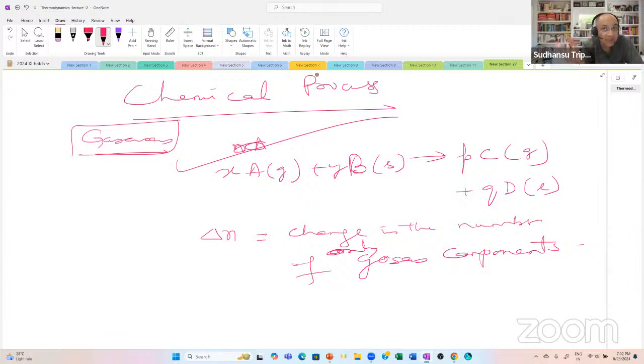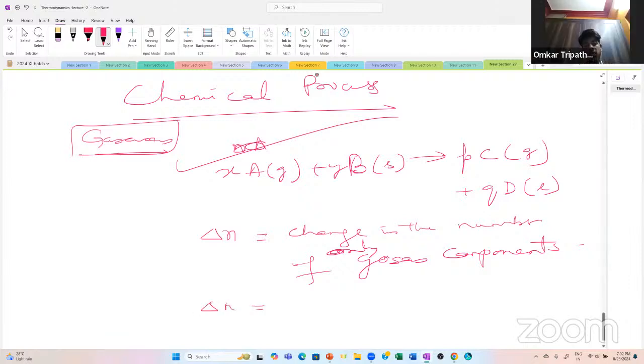But whenever there is a gas, either on the reactant side or product side or in both sides, then there is a significant change in volume that will happen if it is carried out under constant pressure condition. If you close the container, seal the container, then del n, the change in number of moles, has no meaning at all. So now tell me, what is the change in the number of moles?